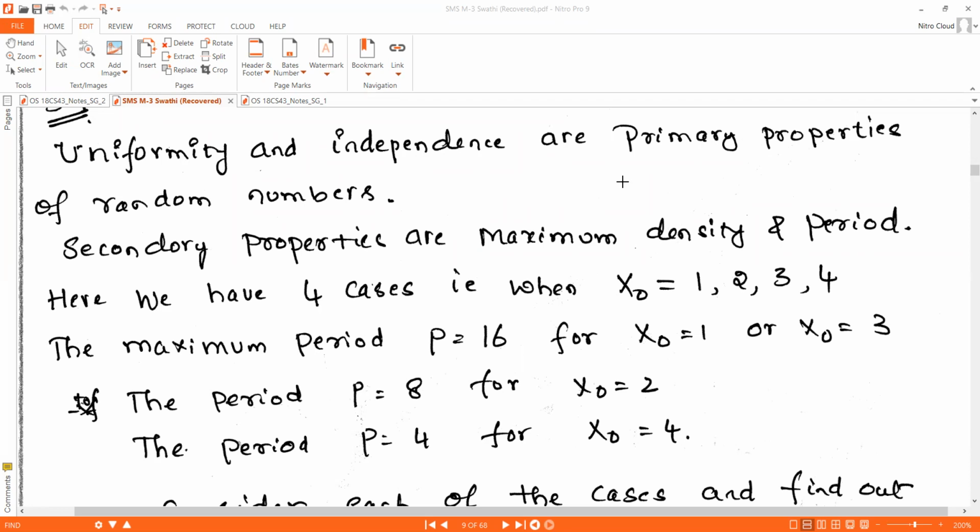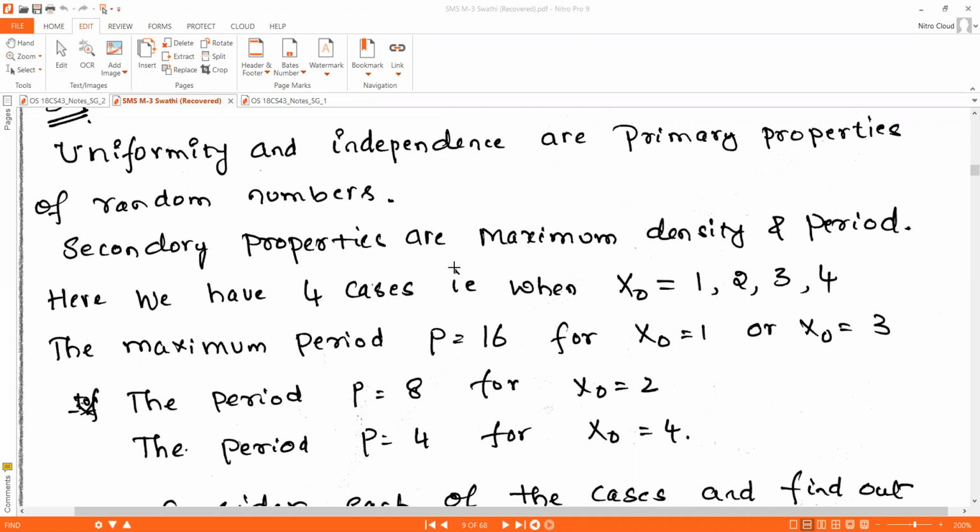Here we have 4 cases. That is when x naught equal to 1, x naught equal to 2, x naught equal to 3, and x naught equal to 4. The maximum period they have given is p equal to 16. That is, in the question they have asked us to calculate the xi value for I equal to 16 for x naught equal to 1 or x naught equal to 3. If x naught equal to 1 or x naught equal to 3, we need to find the xi values for a period of 16.